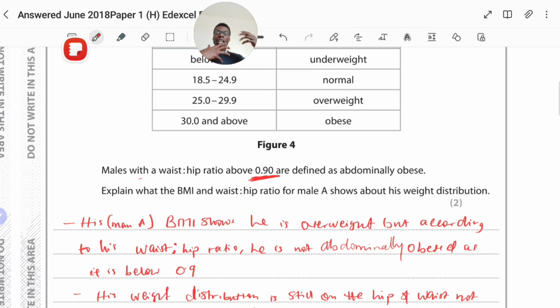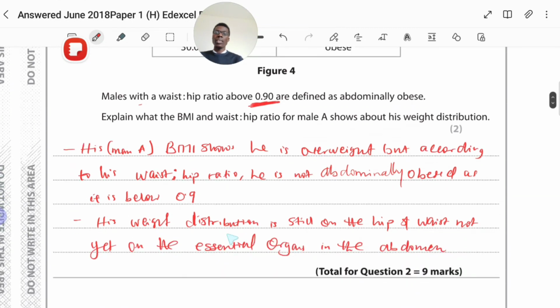What do I mean by that? Because of this, that's called logical linking. It's very important when you're writing. That gives marks to students. So his weight distribution is still on the hip to waist ratio, not yet on the essential organs in the abdomen.